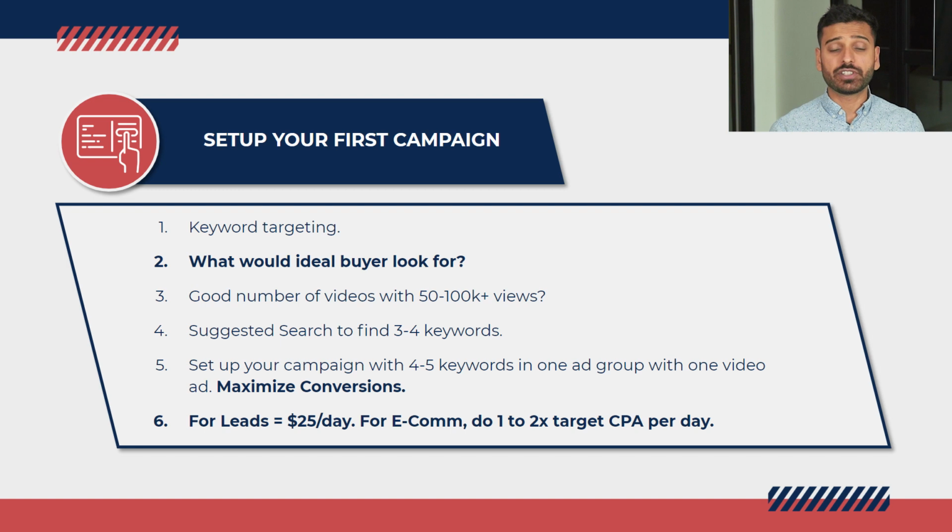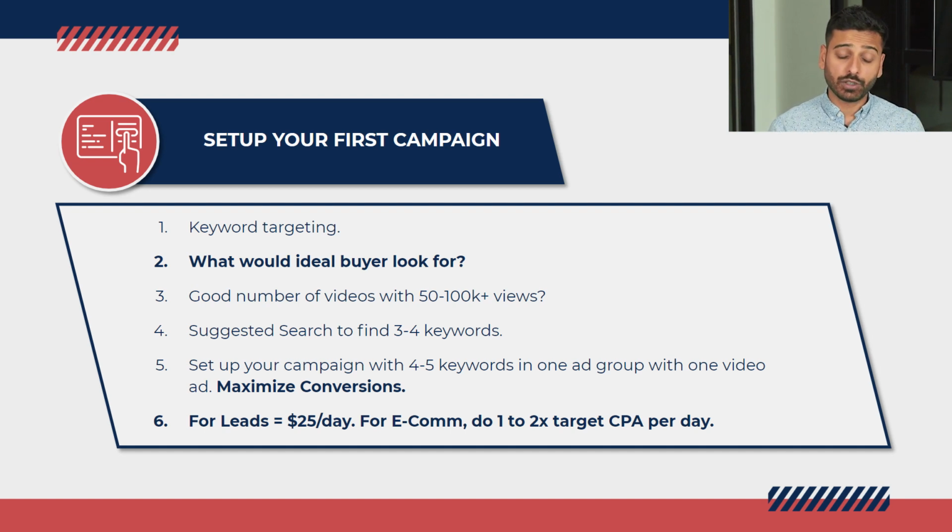Yep. Let's talk about setting up your first campaign. As we mentioned, it's going to be a keyword campaign. We've already found some good keywords and videos with 50 to 100K plus views, and we found multiple keywords, right? And then we're going to set up a campaign with 3 to 5 keywords in one ad group with one video ad. And we're going to use maximize conversions bidding type.